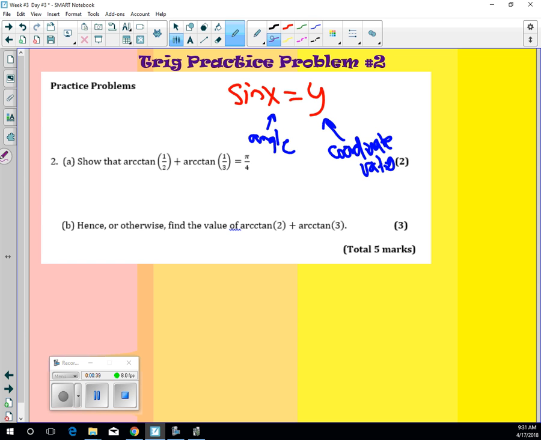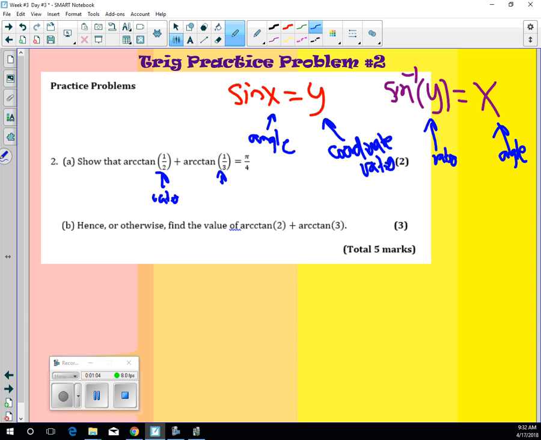Now, when I change this up and go inverse sine of y equals x, what is next to the inverse sine now? The ratio. And what's this? There's your angle. You're looking for your angle. Now, this is key to this problem because you have a bunch of what here? Ratios. And when you put them in the context of arctangent, this is now a what? An angle, theta 1 and a theta 2.